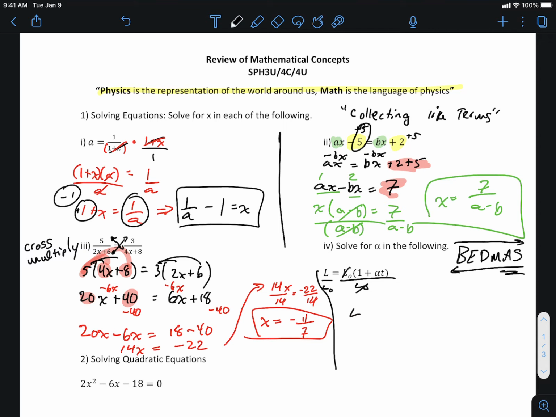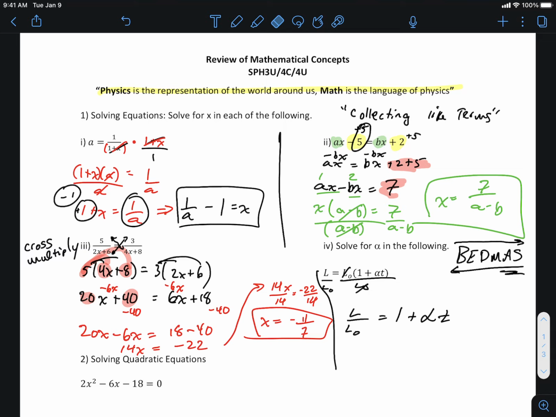And so now I'm left with L over L naught is equal to 1 plus alpha t. And don't be scared by these, they're just silly variables that my grade 12 teacher came up with. They don't mean anything yet. Don't be freaked out. Alpha is a Greek letter, the Greek letter for the letter A. It doesn't matter. Okay?